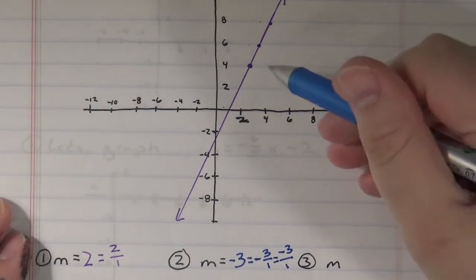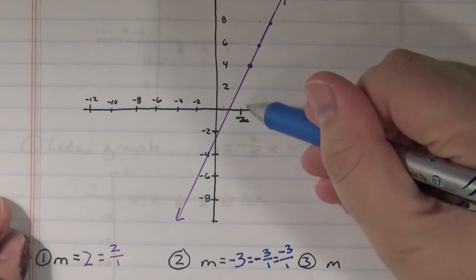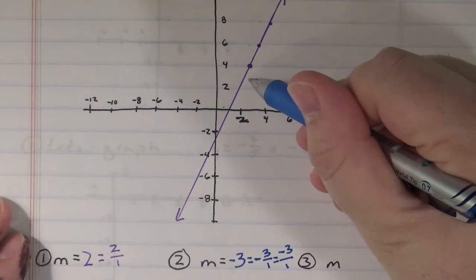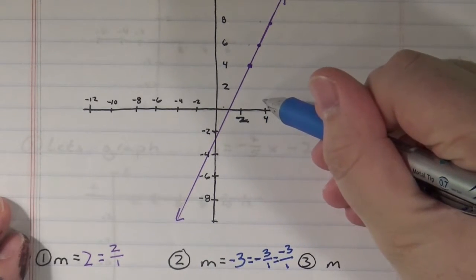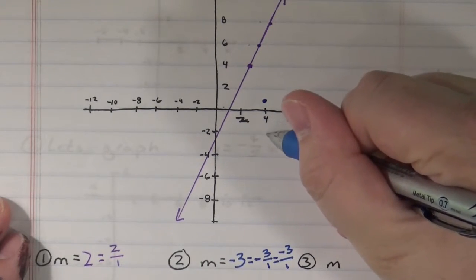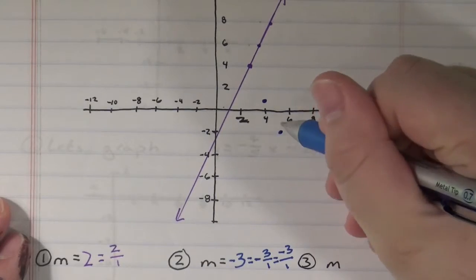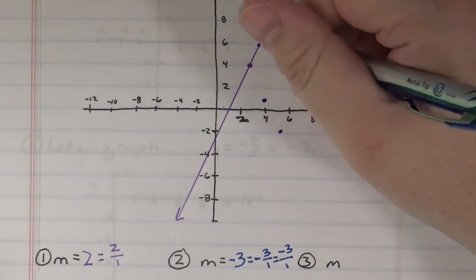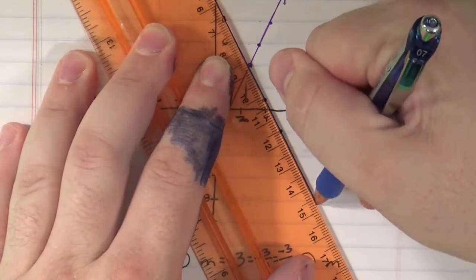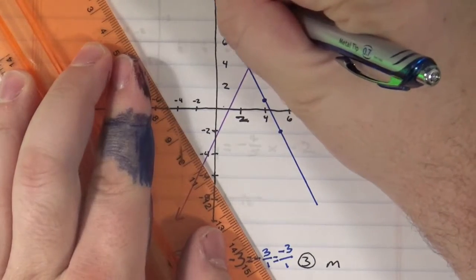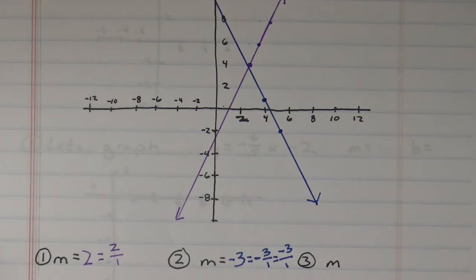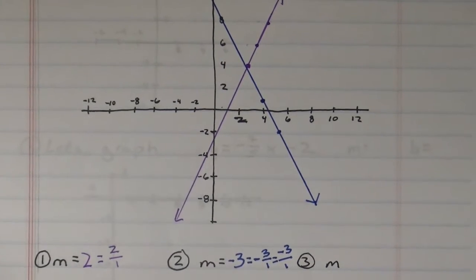So I'm going to start back at my point, and then I'm going to go down 3, because that says negative, and I'm going to go to the right 1. So I'm going to go down 1, 2, 3, and to the right 1. Then I'm going to go down 3 again, 1, 2, 3, and over to the right 1 again. And I can continue this process, but I'm not. I've got enough points. And I have drawn my second line.